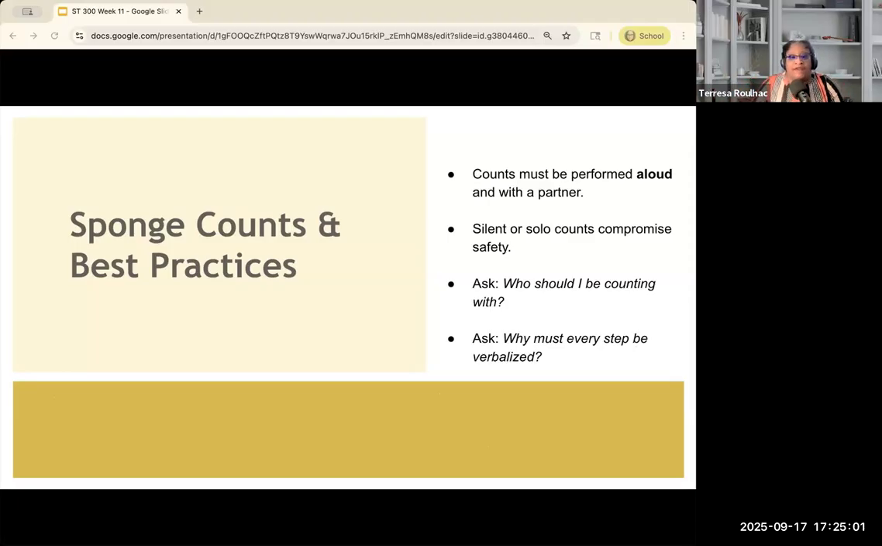Okay. If a count is off, I want you to think about the very first step you should take and why that step is so important for patient safety. Remember, we're always going to recount. Okay.